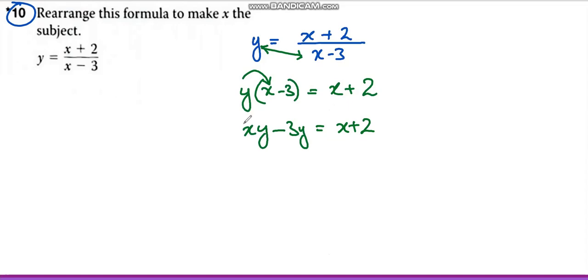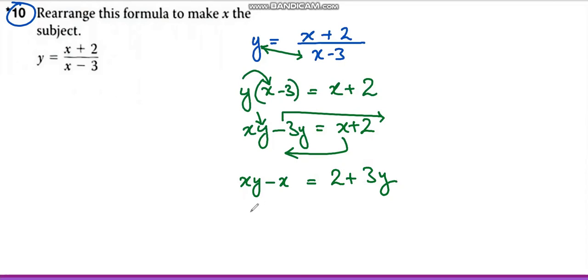Look, I multiplied y with x, and I wrote y after x because in alphabetical order, y comes after x, and in algebra, we follow the alphabetical order. And now I will shift the variables x on one side. So I will shift this x towards the left and minus 3y towards the right. So I will get xy minus x equals 2 plus 3y.